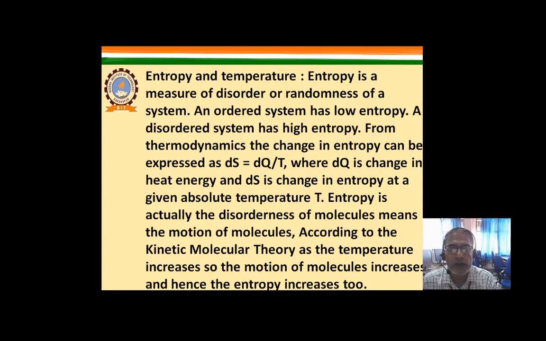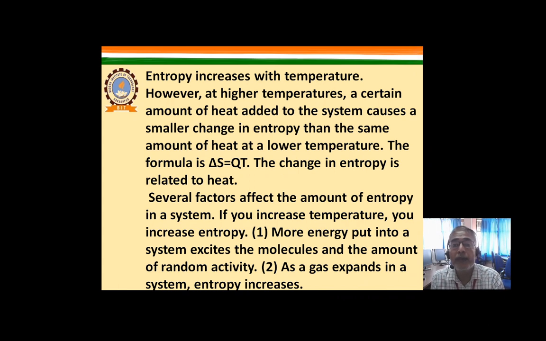Entropy is actually the disorderedness of molecules, meaning the motion of molecules. According to the kinetic molecular theory, as the temperature increases, the motion of molecules increases and hence the entropy increases too. Entropy increases with temperature. However, at higher temperature, a certain amount of heat added to the system causes a smaller change in entropy than the same amount of heat at a lower temperature. The formula is delta S is equal to Q by T. The change in entropy is related to heat.